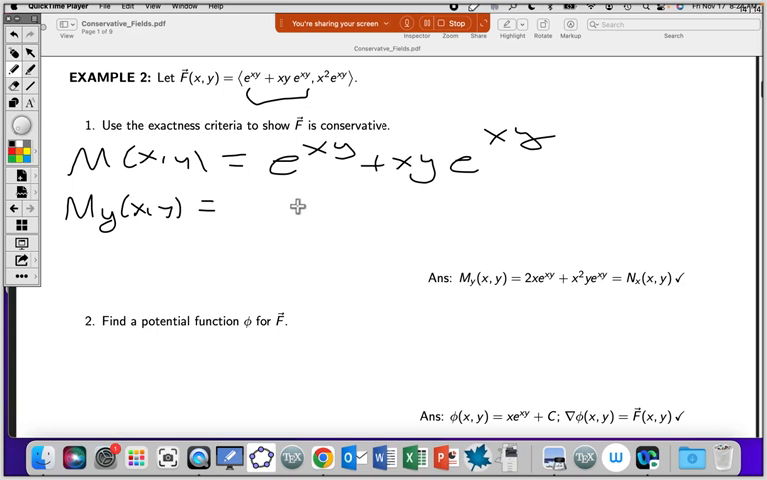So if I take the derivative with respect to y, what's the derivative of e to the xy with respect to y? Yeah, so the derivative of e to the something is e to that thing, times the derivative of that thing with respect to y, that'd be your x, plus. And then what rule would I have to use here for the second term? So I'm going to take the derivative of this with respect to y. What rule would I need?